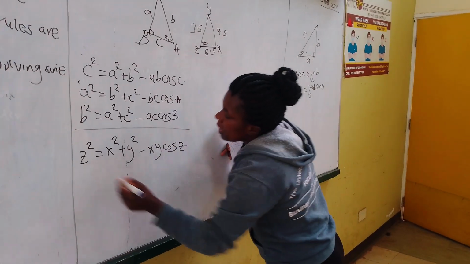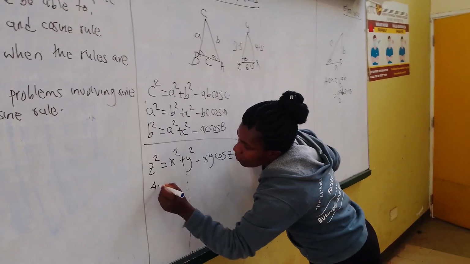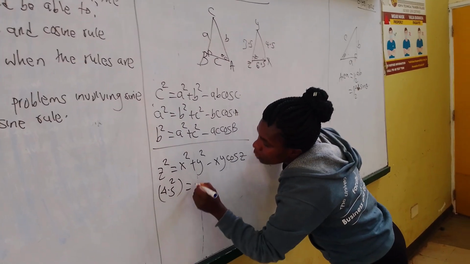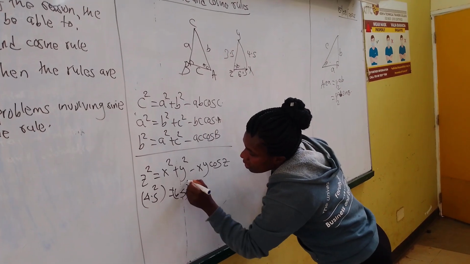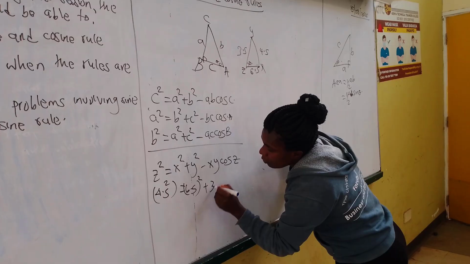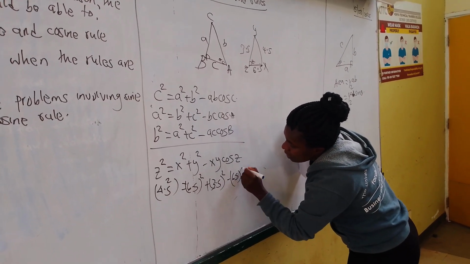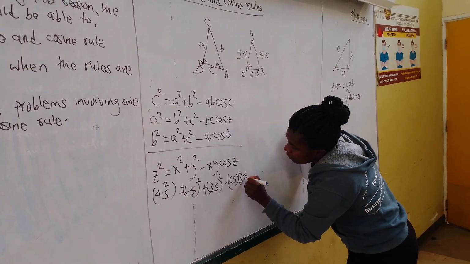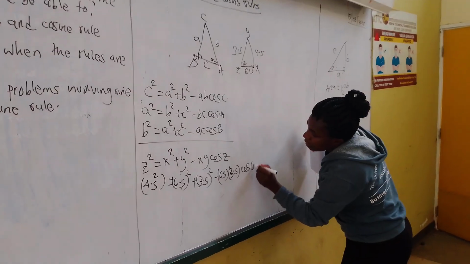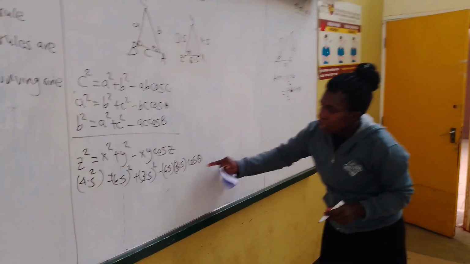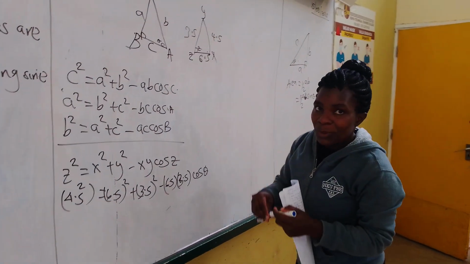What is our z? Side z is 4.5, so 4.5 squared is equal to side x, which is 6.5 squared plus 3.5 squared minus 6.5 times 3.5 cos of theta. Now this theta is what we want.